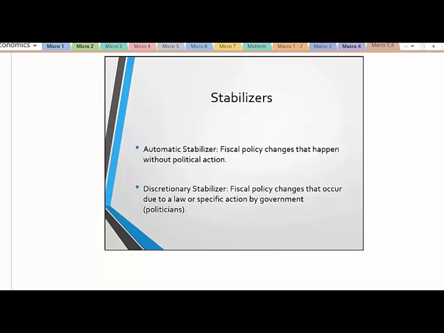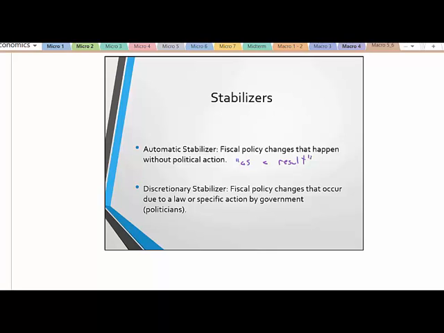One hint, if you see this phrase, as a result, this often will lead to an automatic stabilizer, where as a result of people losing their jobs, unemployment benefits have increased and consumption spending has not fallen by as much. That might be an example of an automatic stabilizer where they use that phrase, as a result.